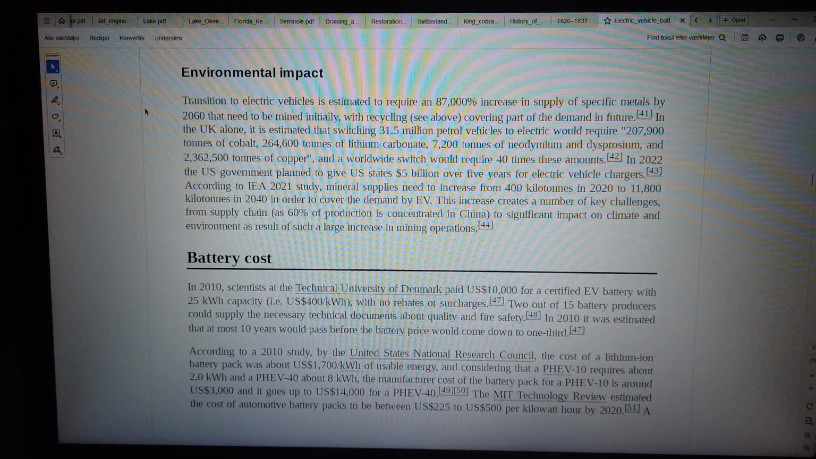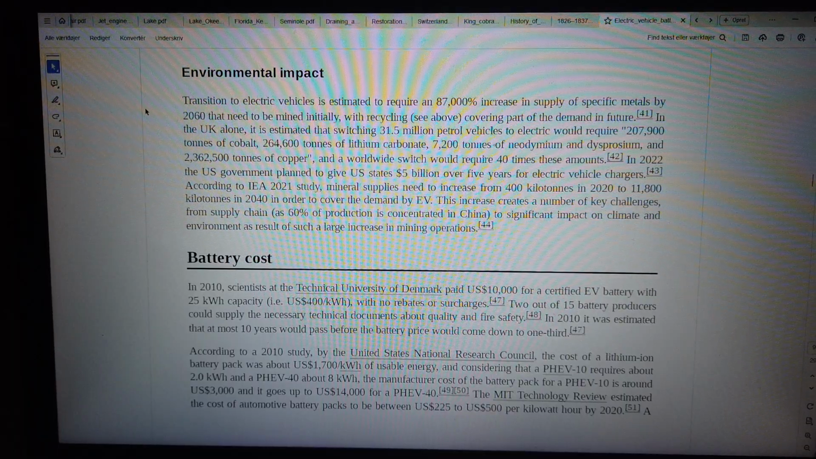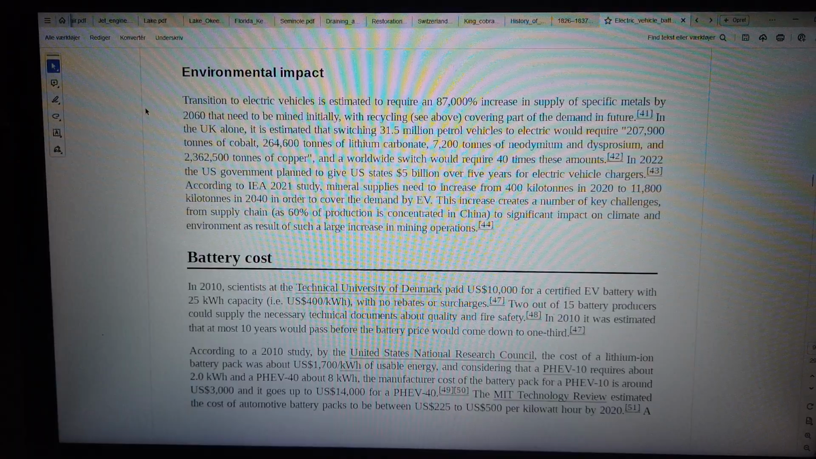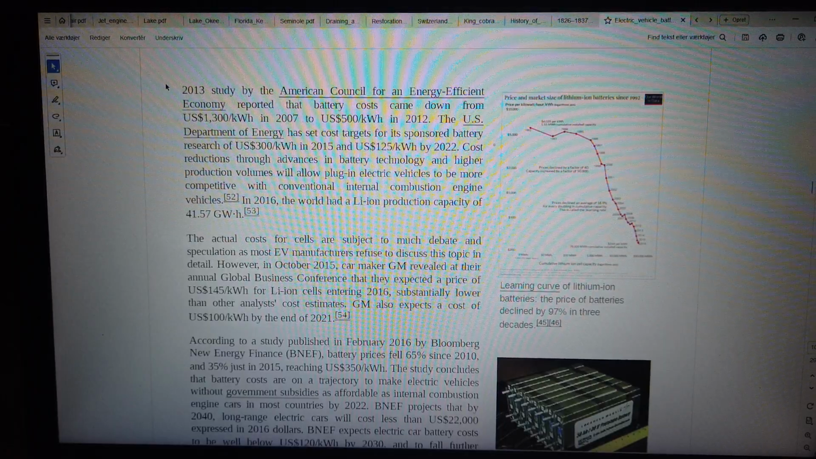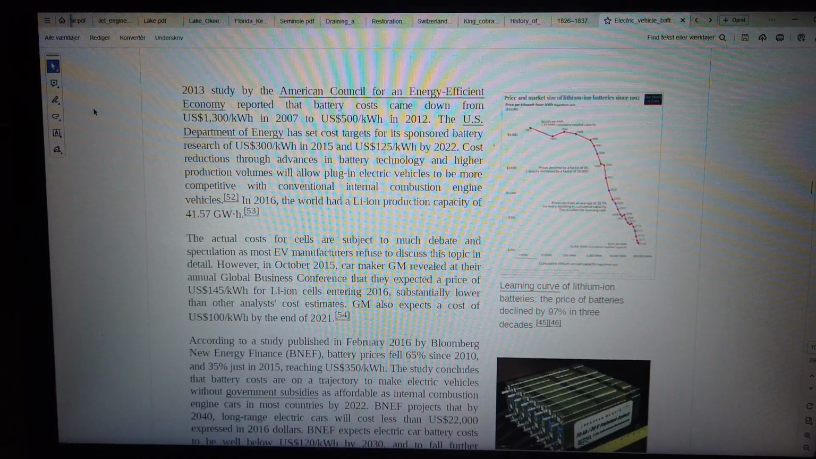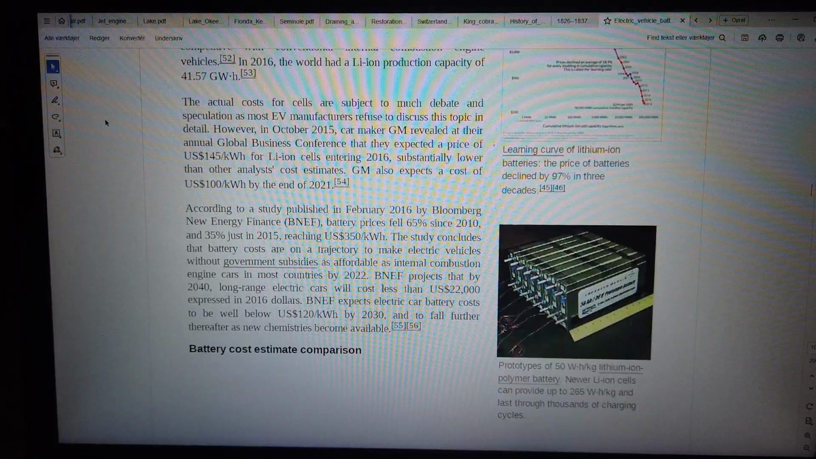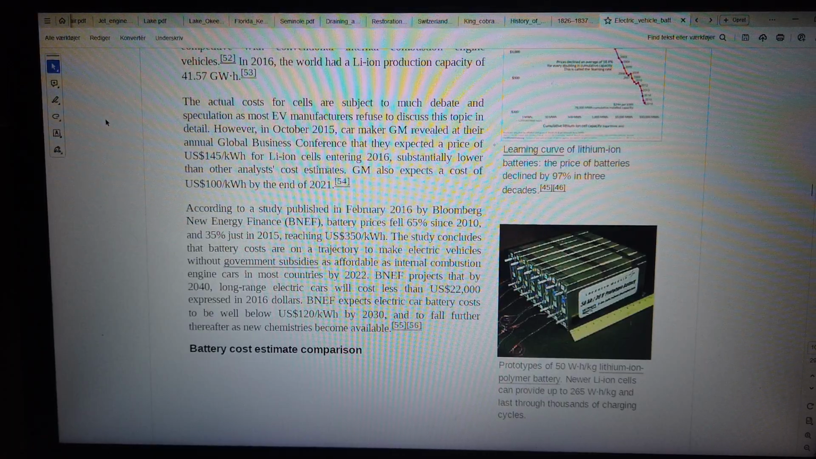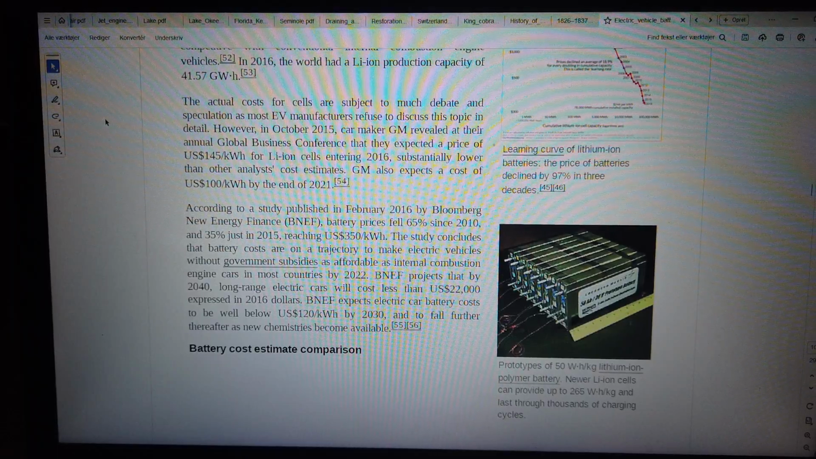49. 50. The MIT Technology Review estimated the cost of automotive battery packs to be between $225 to $500 per kilowatt-hour by 2020. 51. A learning curve of lithium-ion batteries. The price of battery has declined by 97% in 3 decades. 45. 46. Prototypes of 50 Wh/kg lithium-ion polymer battery. New Li-ion cells can provide up to 265 Wh/kg and last through thousands of charging cycles.